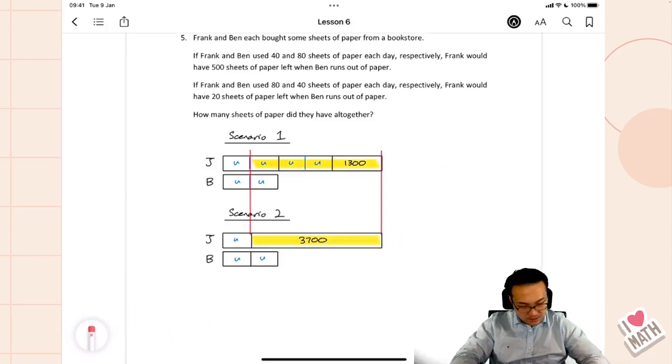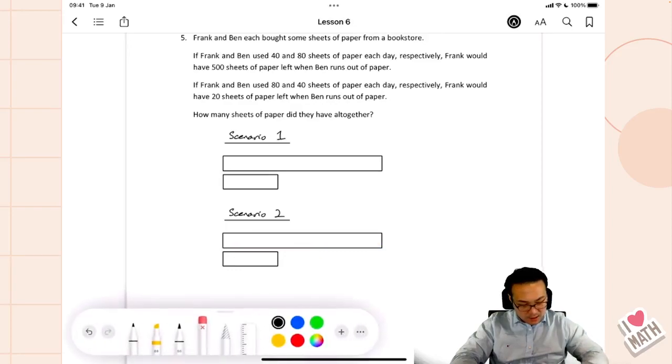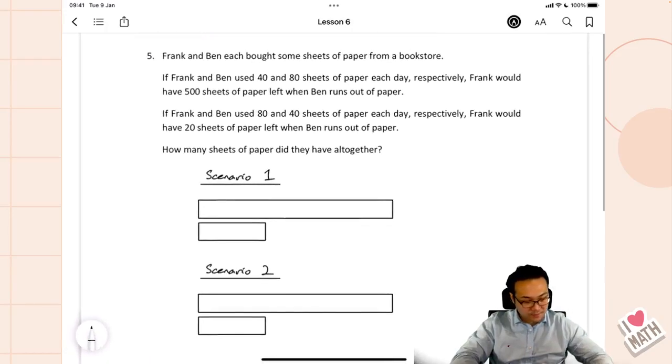Erase this, erase this. Erase, erase. Maybe the names are different. Okay, so erase all these first. Okay, now I'm going to use this and let's solve it.